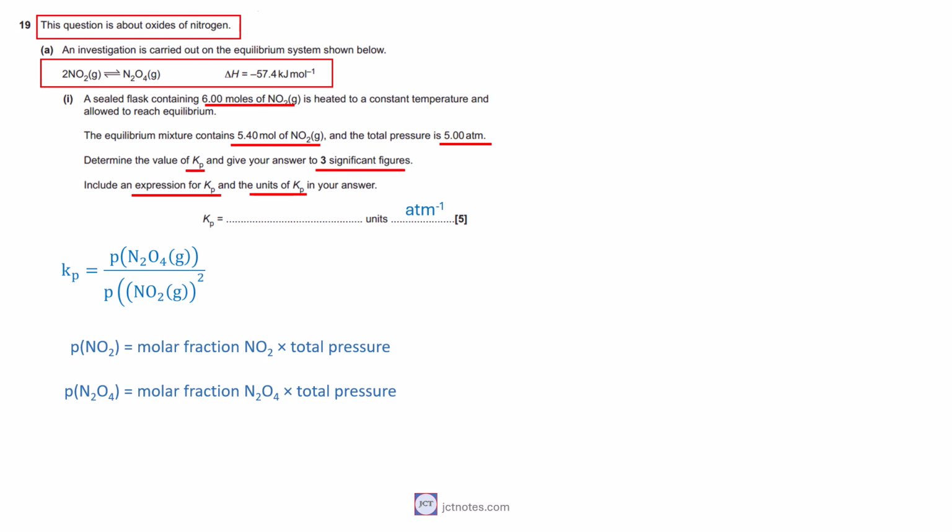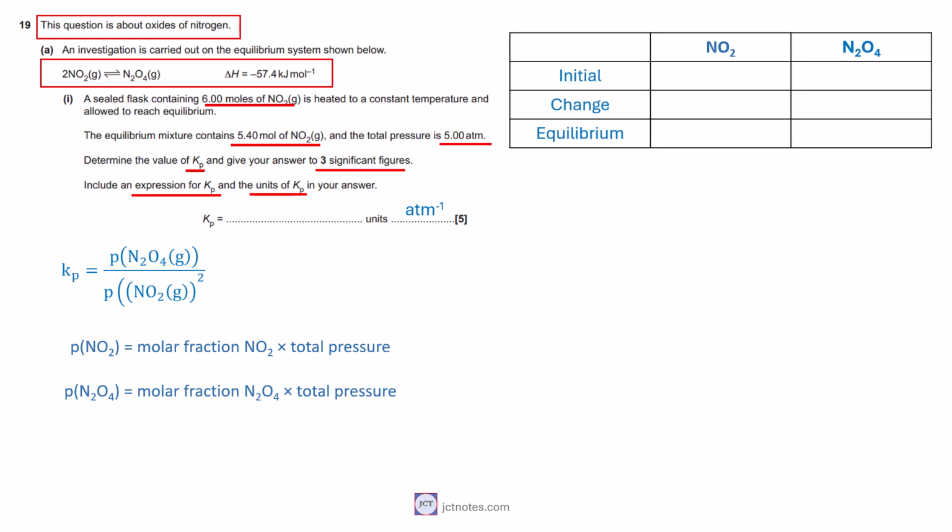To find each molar fraction, we need to figure out the number of moles in equilibrium of NO2 and N2O4. We do it by using an initial, change and equilibrium table of the components of the reaction and filling it with the data that we have. Initially we have 6 moles of NO2 and none of N2O4. In equilibrium, we have 5.4 moles of NO2. We know that for each mole of N2O4 formed, we have lost 2 moles of NO2.